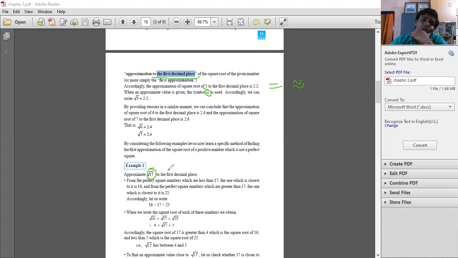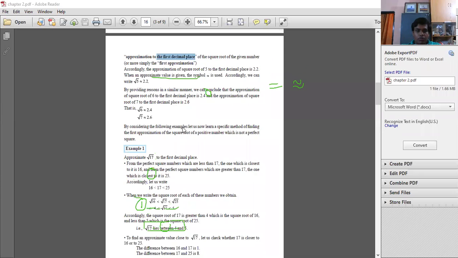How are we going to do this? Step number 1, finding the squares upper and lower around 17. We have 25 and 16. Then finding the square roots, 4 and 5. 16 gives 4, 25 gives 5. Now we know that the square root of 17 will fall between 4 and 5.